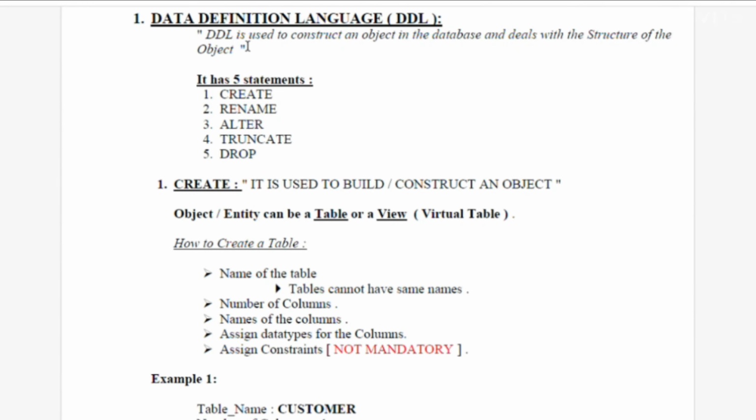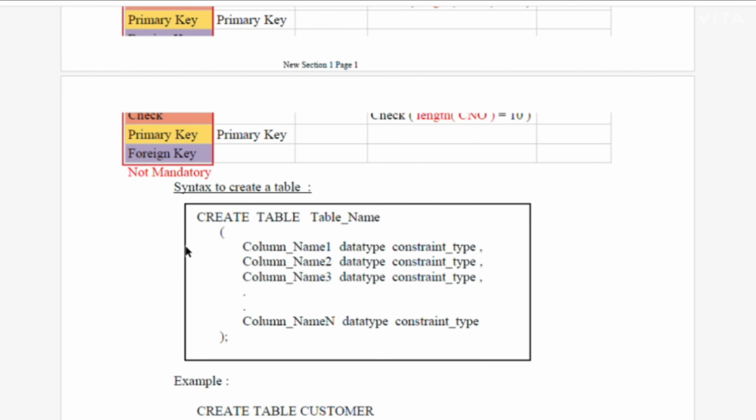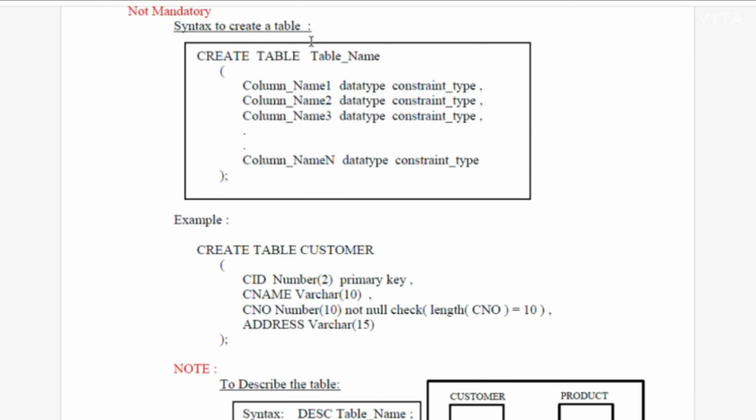Data definition language. DDL is used to construct an object in the database and deals with the structure of the object. First one is create table. It is used to build, construct an object. Object means entity or can be table or a view. Let's see the syntax with example.